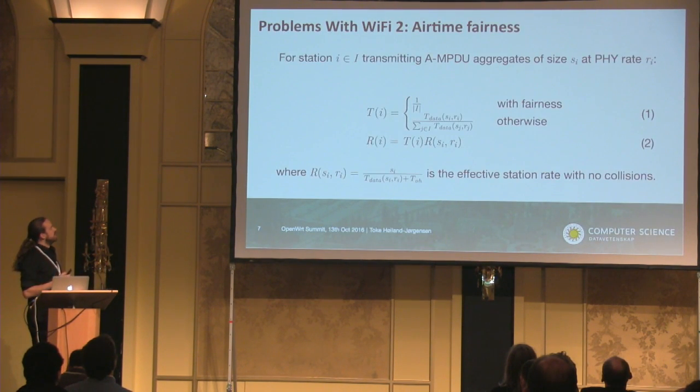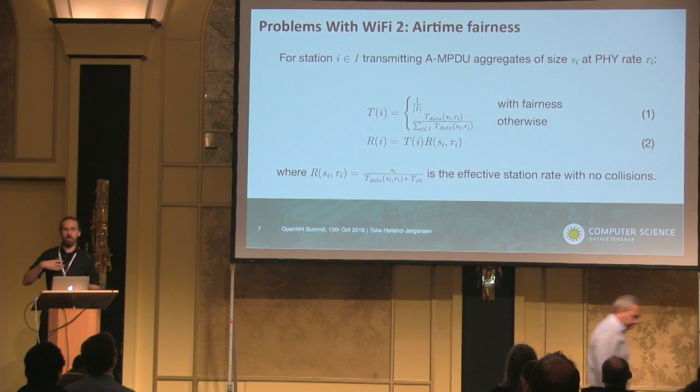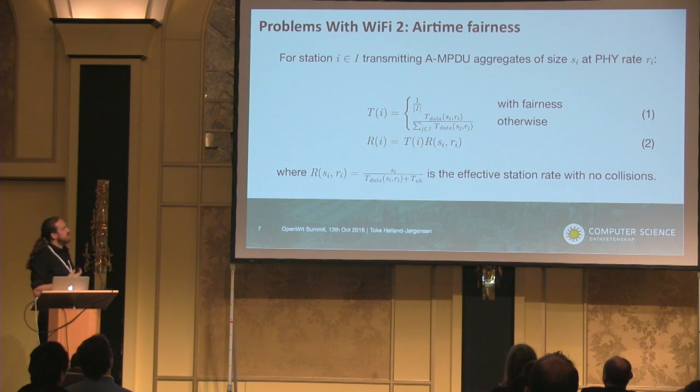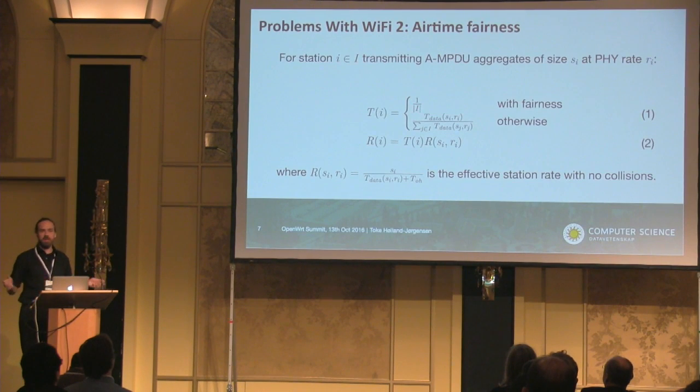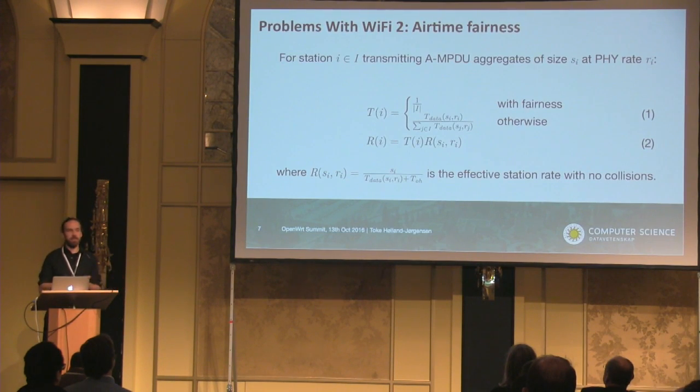The other thing is this thing called airtime fairness. So this is just a very simple model of what happens when you transmit data over a Wi-Fi link. And it's actually just T_i here is the time share that each station gets, and rate is the rate that each station gets. And this just says if you have airtime fairness. So airtime fairness is just saying each station gets its fair share. Everyone gets the same amount of time to transmit packets in the network. So by assumption, this is just 1 over the number of stations.